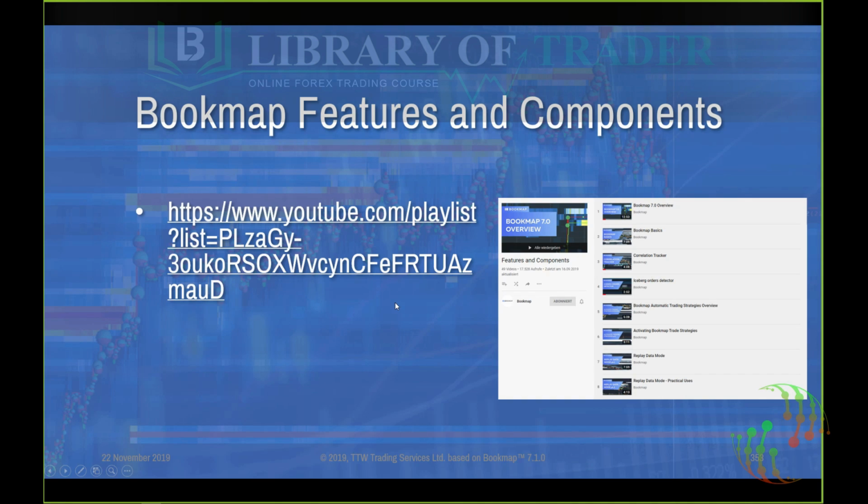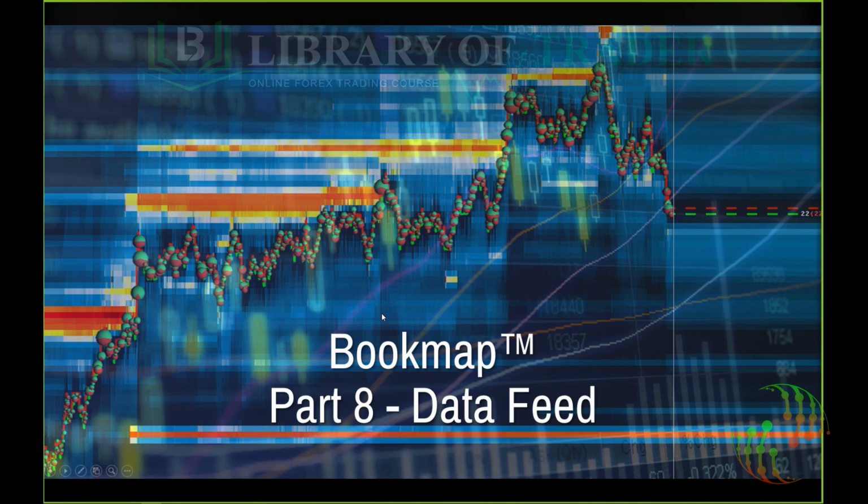For further Bookmap features and components, I've posted the link in the chat here, and you'll also find it in the documentation. Bruce Pringle, a great colleague of mine and the main educator from Bookmap, has compiled a lot of functions and how to set them up. If you want to go through them, please see these guided videos on YouTube. They are very helpful for understanding how to set up further functions in Bookmap.